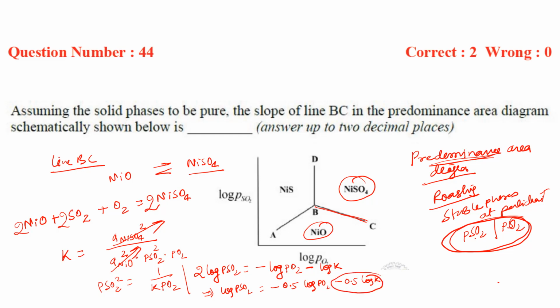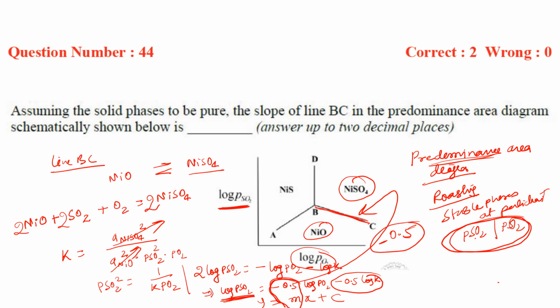So this is a constant value, and this is the graph between log PSO2 and log PO2. If you compare with y equals mx plus c, this is nothing but the slope, and that's why it is asking about the slope of line BC. So what will the slope be here? It is 0.5 in negative. This is a negative slope, so the answer will be minus 0.5.